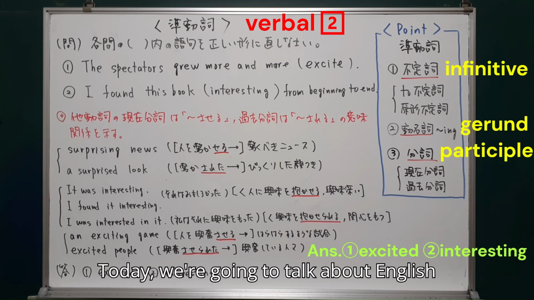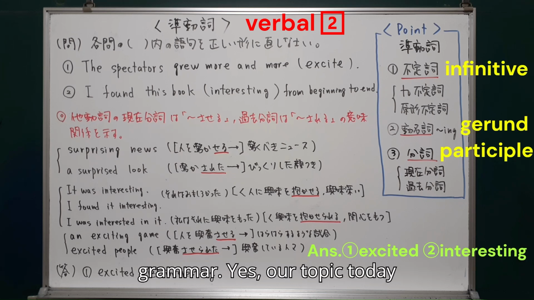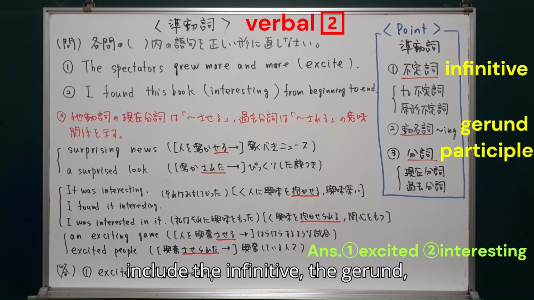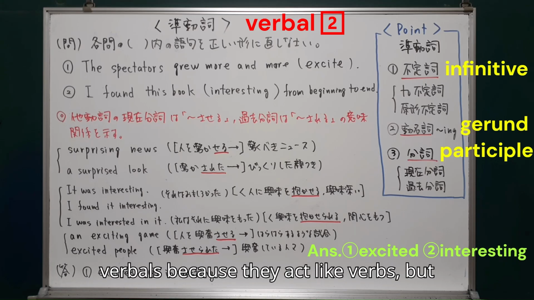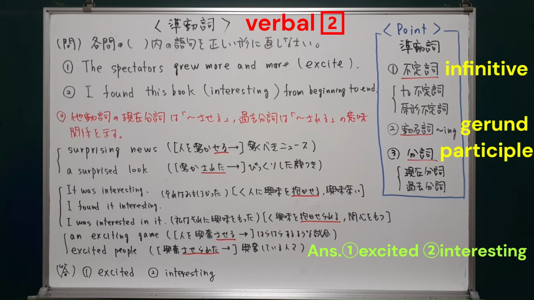Today, we're going to talk about English grammar. Yes, our topic today is verbals. Now, verbals include the infinitive, the gerund, and the participle. They're called verbals because they act like verbs, but not exactly verbs.